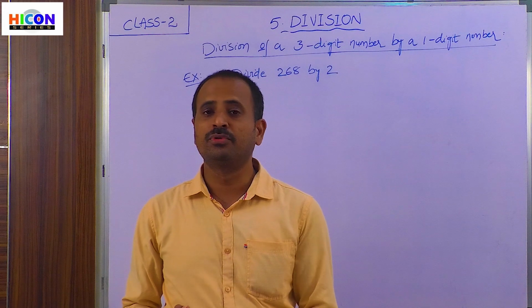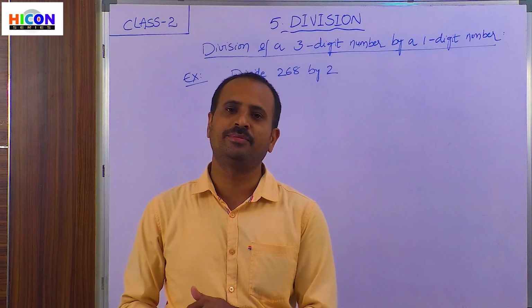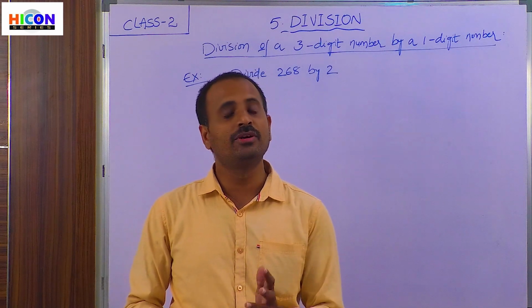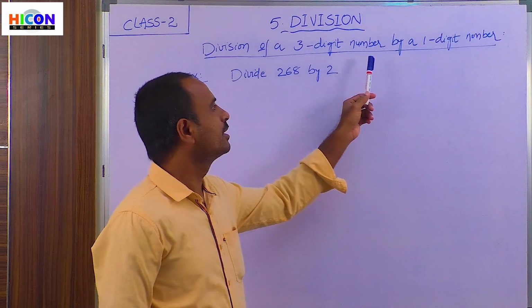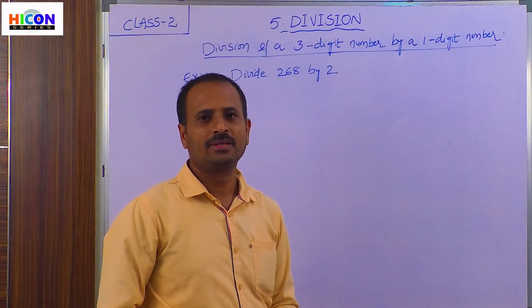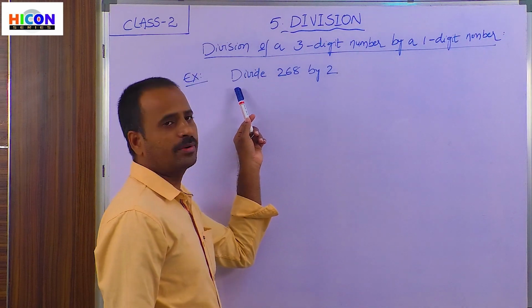So children, up to now we have learned about the division of a two-digit number by a one-digit number. So now we are going to the next topic. It is division of a three-digit number by a one-digit number. So children, look at an example.